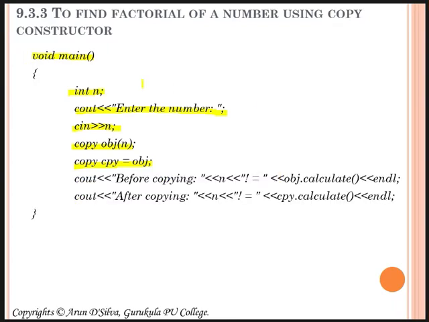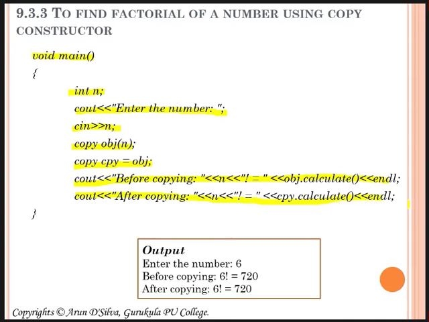So here I'll call the function before copying, obj.calculate, and this function calculates the factorial of that value, and results will be generated. Similarly I'll display the result after copying, that is cpy.calculate. Now what output comes? It says enter the number. I'm entering that number and that value will be saved in the n variable, that is 6.